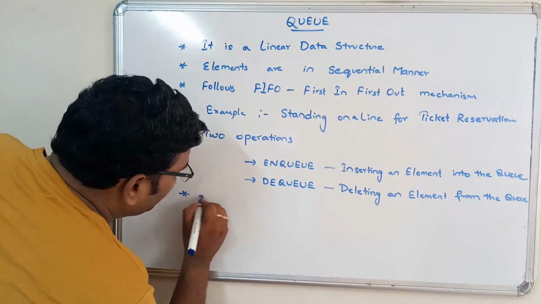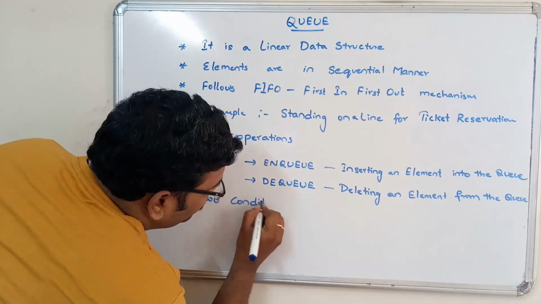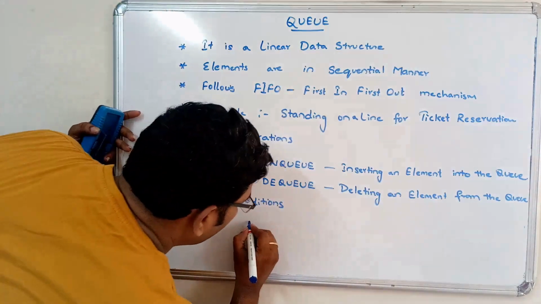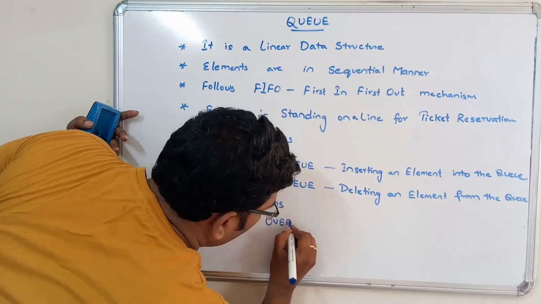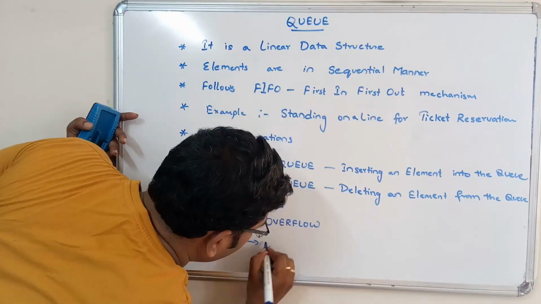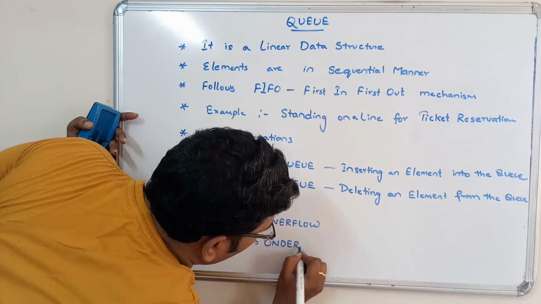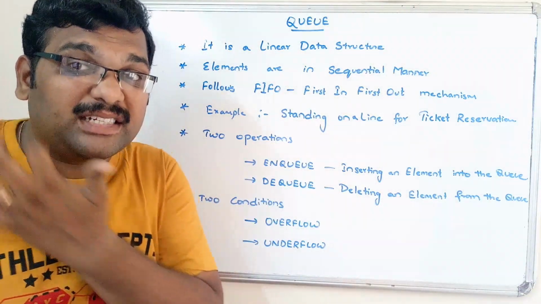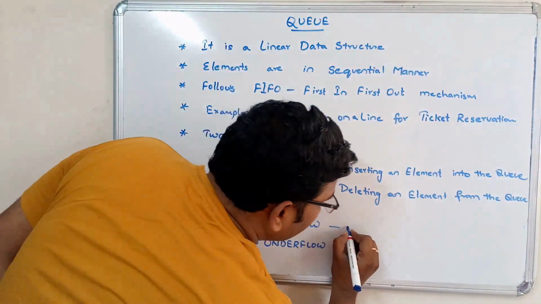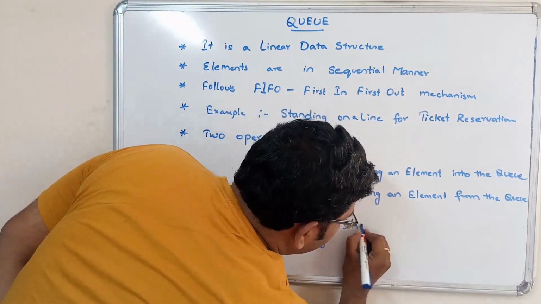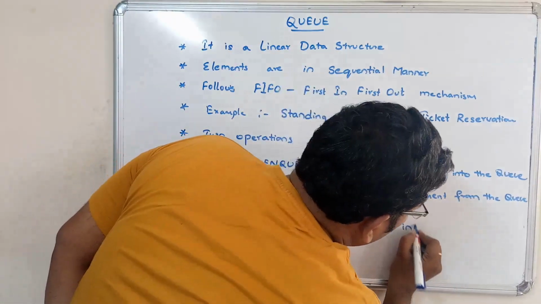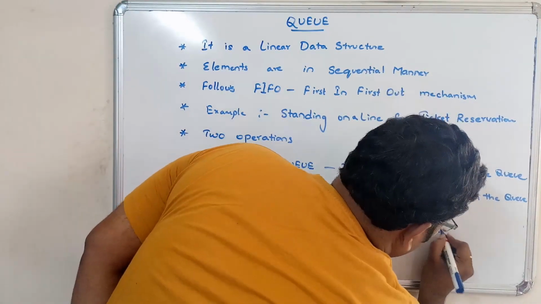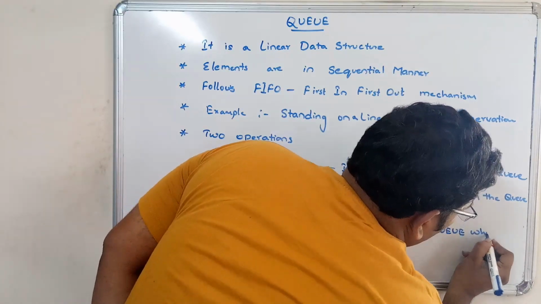And also there are two conditions to be checked while implementing these enqueue and dequeue operations. Two conditions are overflow condition and underflow condition. These two we have seen in the stack implementation, so the definition is the same. Overflow means insertion into a queue which is full.